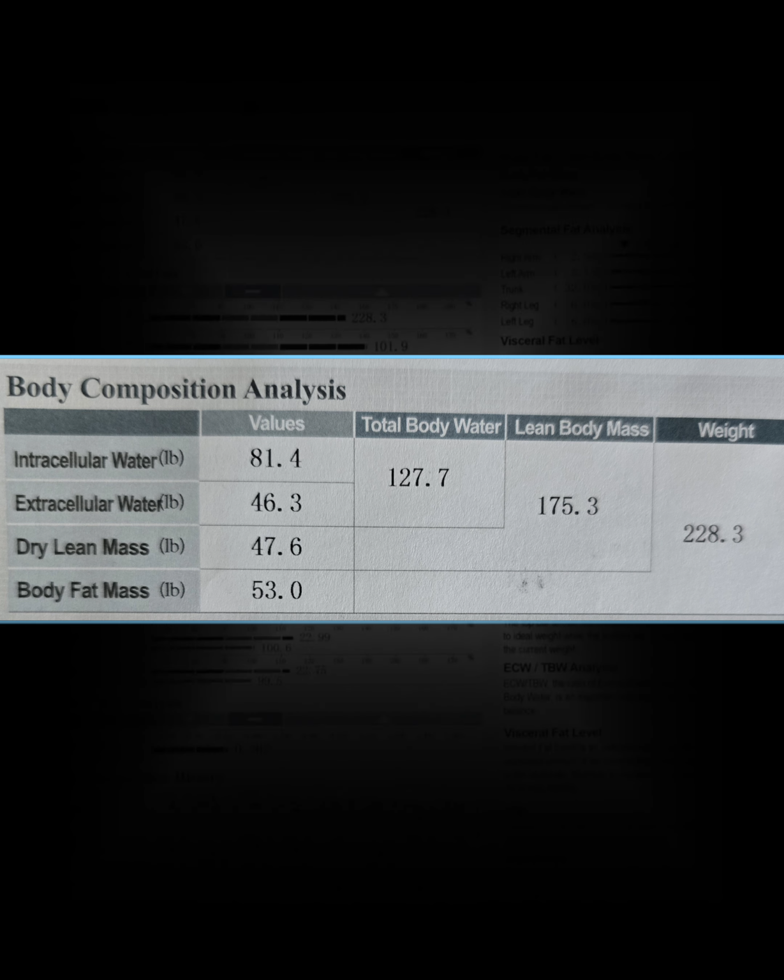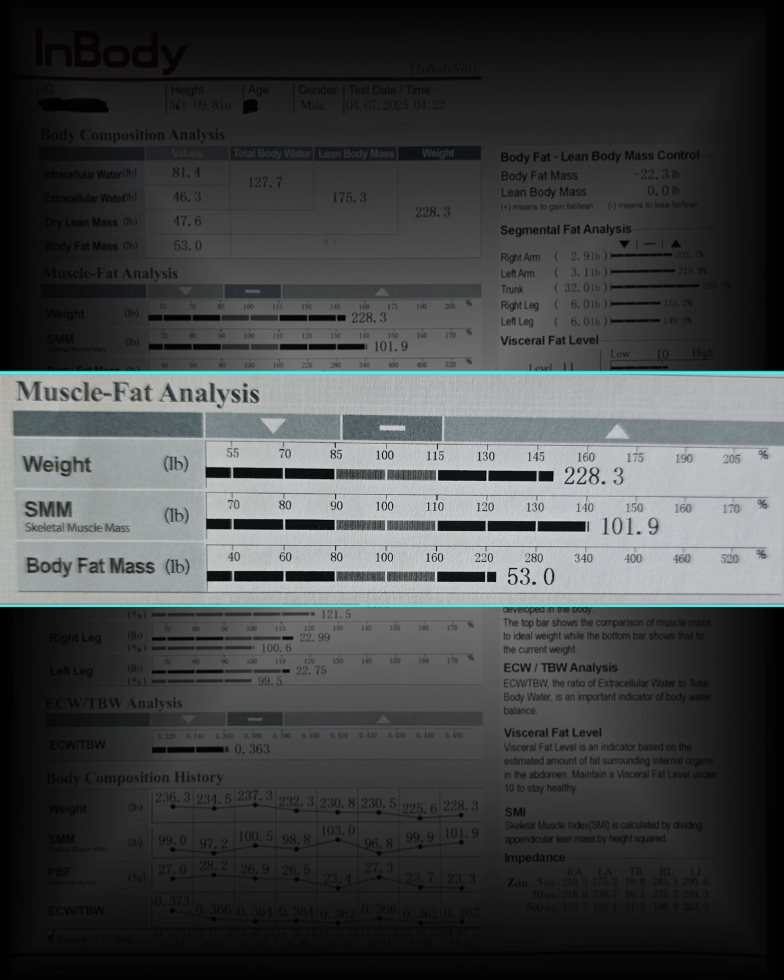So let's go to the muscle fat analysis now. The second section. This is where we see how the client's weight breaks down. We have your weight and your total body mass, your skeletal muscle mass, SMM, which is your lean muscle mass, critical for metabolism and strength. And then underneath that is your body fat mass, the fat we aim to reduce for better health and overall performance.